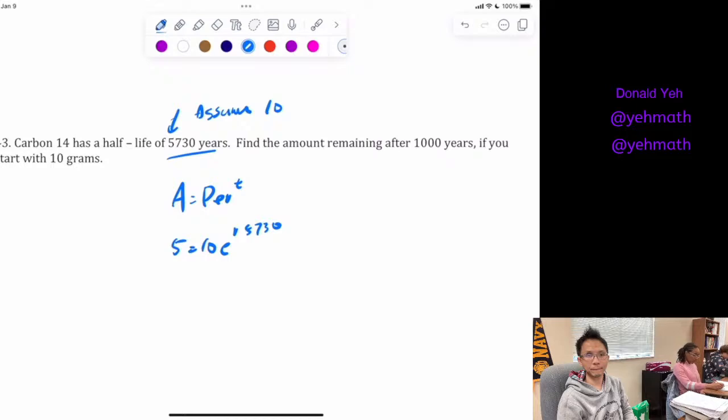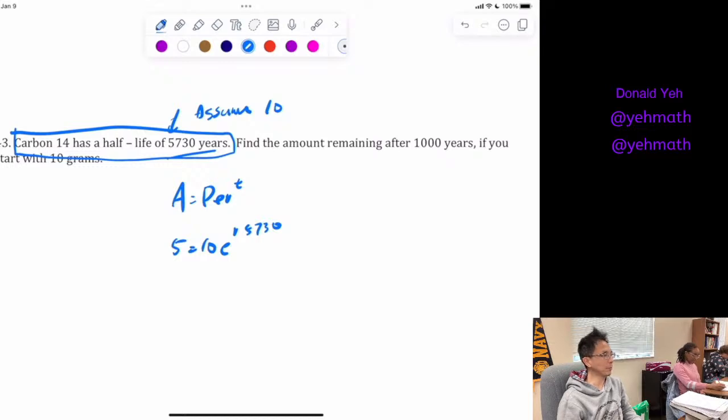Why is it 5? Because we start with the sentence first, because it has a half-life. We don't know what happened at 1,000 years, but we do know 5,730 years is going to be half. So is half-life always going to be 5? No, that's not half-life. Half-life means it starts with 10 gram and ends with 5 gram.